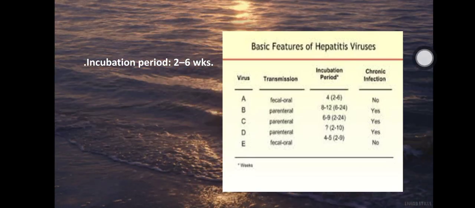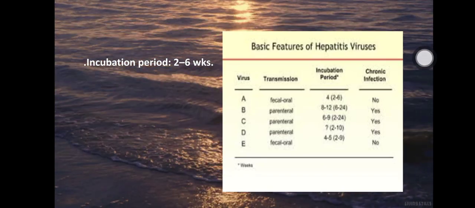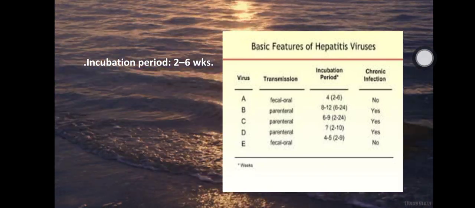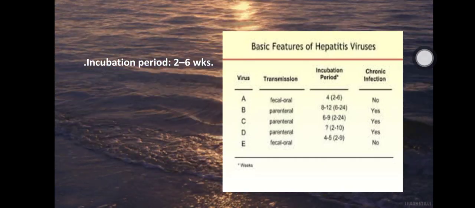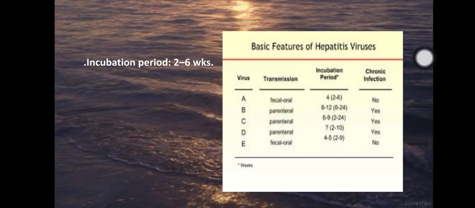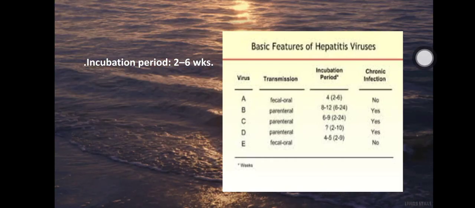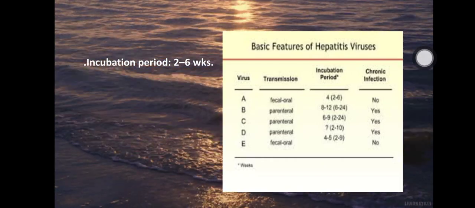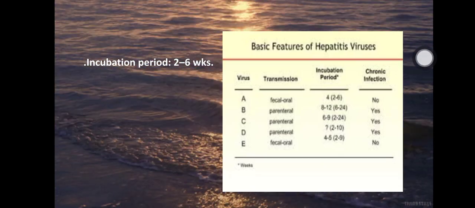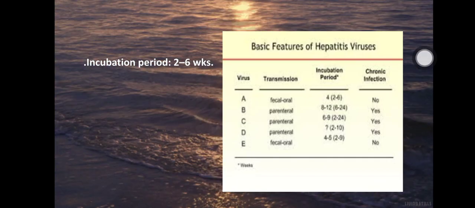hepatitis A, its transmission is fecal-oral. Incubation period is 2 to 6 weeks. Always tell the range, never a single exact figure. Always the range is correct, because sometimes it can happen within 2 weeks, and sometimes in 6 weeks. On an average it is 4, but still it's better told as 2 to 6 weeks.